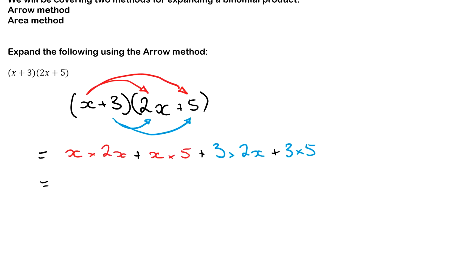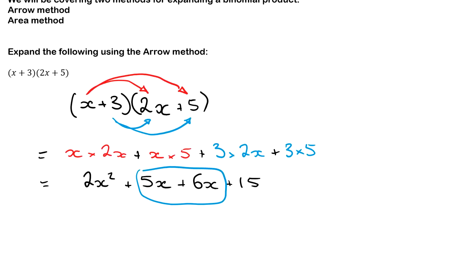So we have x times 2x, which is 2x squared. We have x times 5, which is 5x, 3 times 2x, which is 6x, and 3 times 5, which is 15. With binomial products, you need to make sure you're adding any like terms, and there should always be two like terms. So in our case, our middle two terms here are like terms, they're both x's. So we end up with 2x squared, and we have 5x plus 6x, so we get 11x plus 15. And that's your final answer.